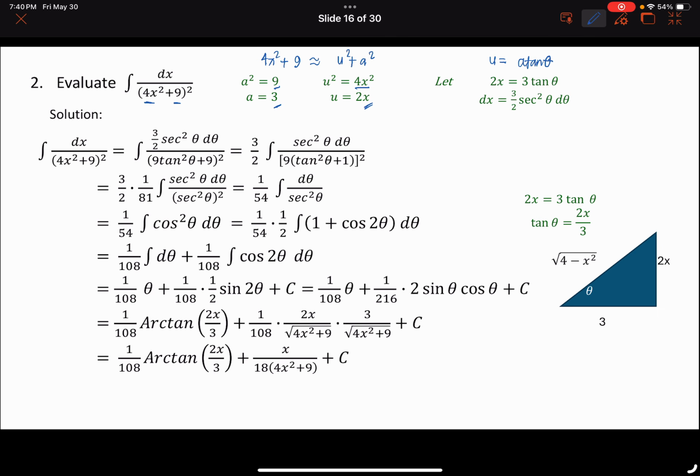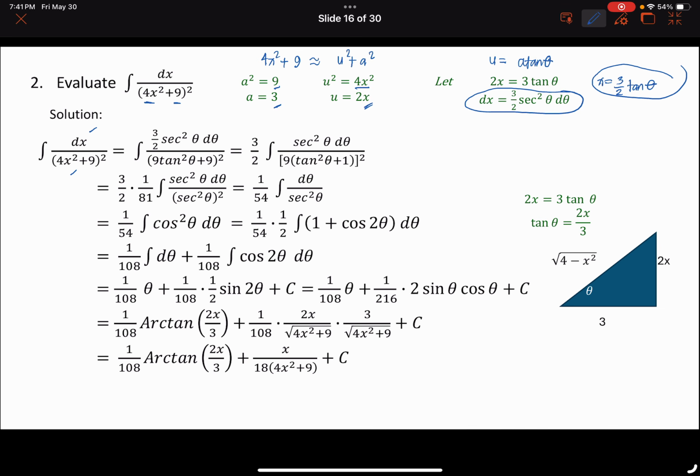U is 2x and a is 3. So we have 2x is equal to 3 tangent of theta. Your x is also equal to 3 over 2 tangent of theta. That is why the differential dx is equal to 3 over 2 secant squared theta d theta. With these two expressions, we can now plug them into the original expression.